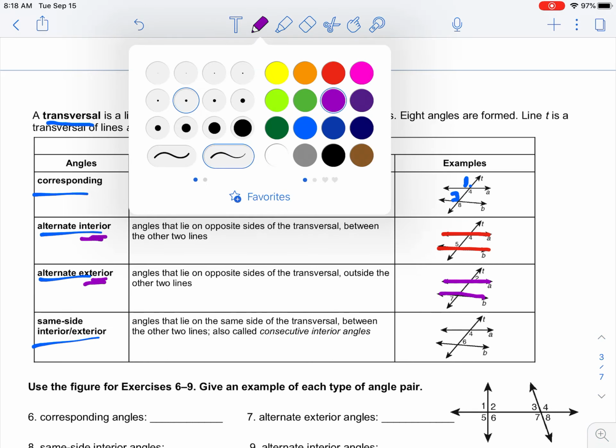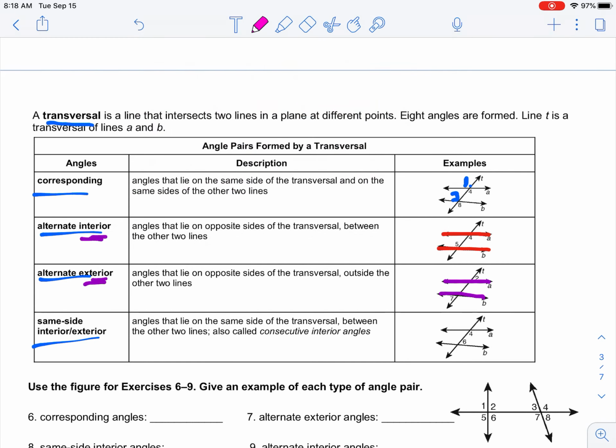All right, the last 2 we have is same side interior and same side exterior. We also call it consecutive interior angles. So again, this time we're inside, but this time we're on the same side. So same side interior or consecutive interior, they're on the same side of the line, same side of the transversal, inside 2 parallel lines. So for today, our goal is going to be to try to identify these.